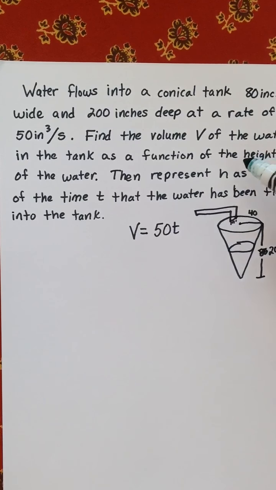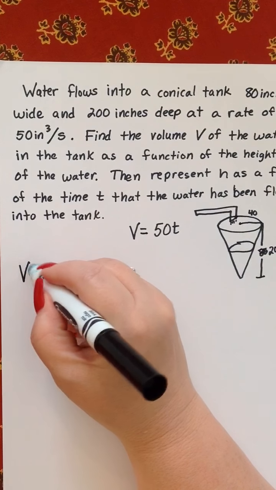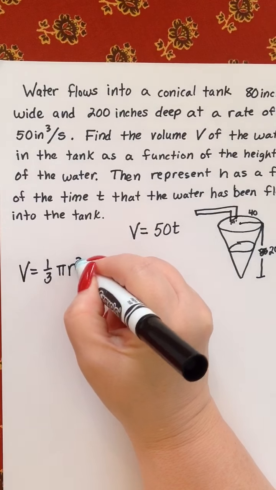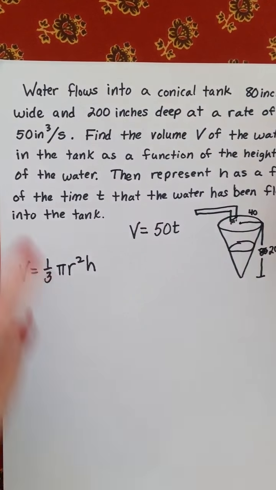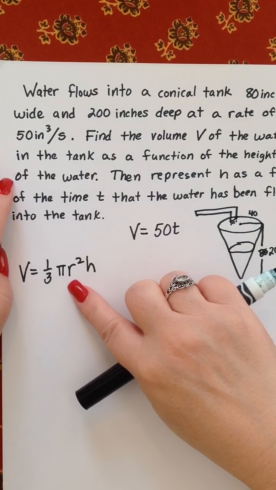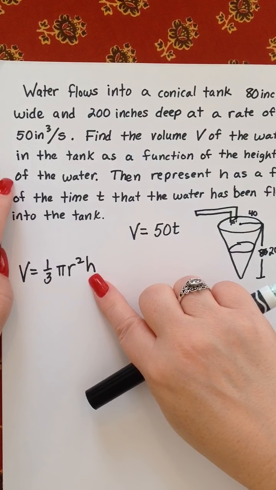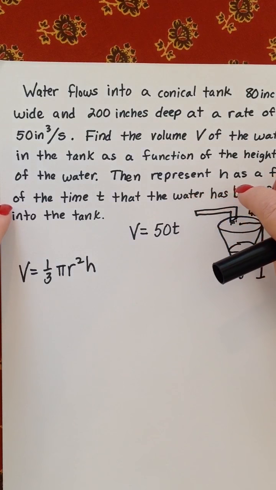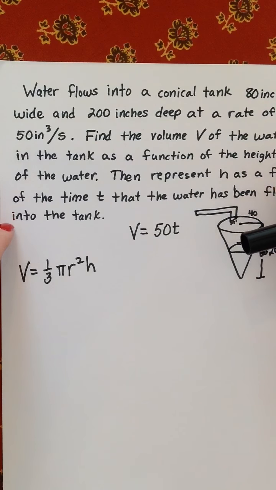And it says find the volume of the water in the tank as a function of the height h of the water. What's a formula for volume? Volume is equal to 1/3 pi r squared h. So it said find volume only in terms of the height of the water. Right now I have it in terms of r and h. It says then represent h as a function of time t that the water has been flowing into the tank.